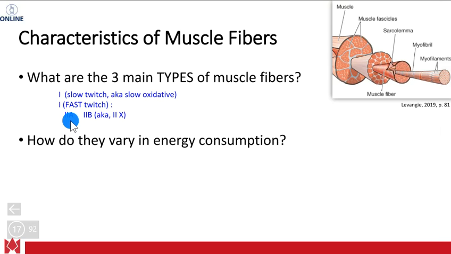And then your 2B or 2Xs, they're going to be the largest diameter. They are, in terms of color, the lightest color, so they are your white type color. They have very poor blood supply, and they fatigue very easily.